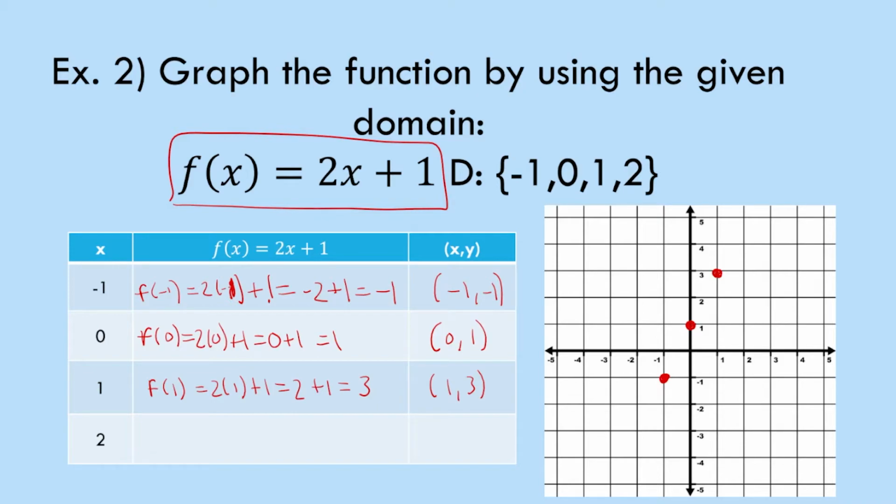That's my next point. And then I'm going to keep going. My last one is going to be f of 2. 2 times 2 plus 1. 2 times 2 is 4. Plus 1 is 5. So I know my coordinate is going to be 2, comma 5. And that's my answer. So now I'm just going to go ahead and connect the dots. And it's going to be a straight line in a positive direction. That's how you graph it.